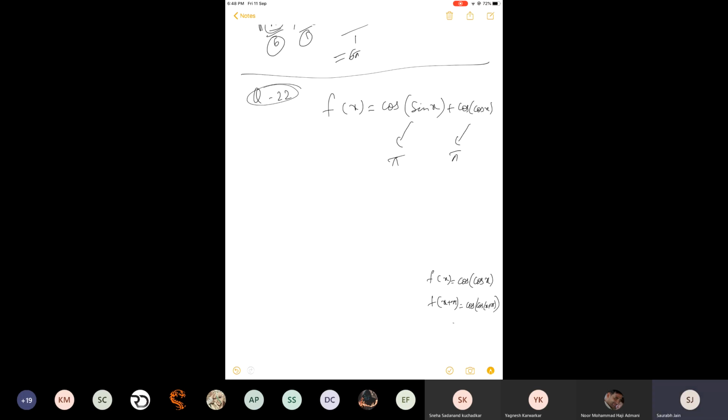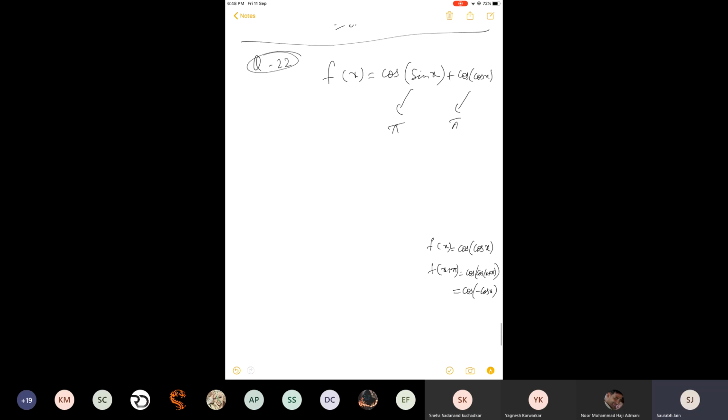Cos x plus 180, that is cos 180 plus x, is minus cos x. But then again there is cos outside, so it will become cos x only. So it is f(x). That means f(x plus pi) is f(x). So their LCM is pi, and pi is there in the options also, option C.